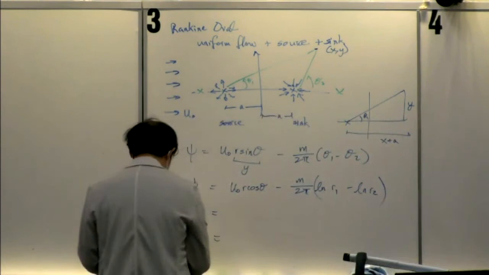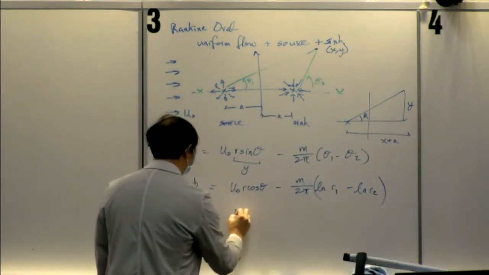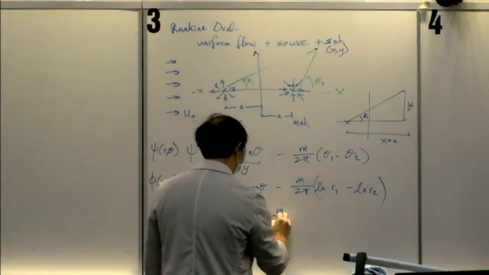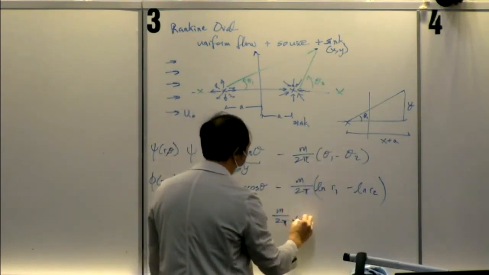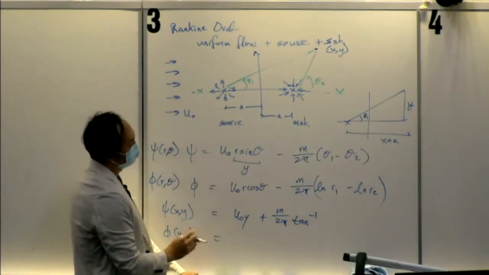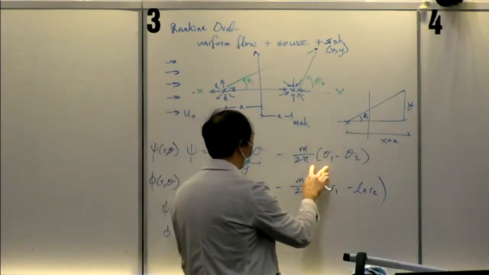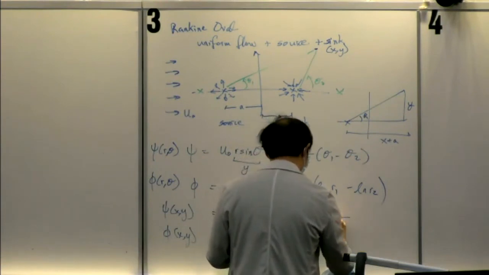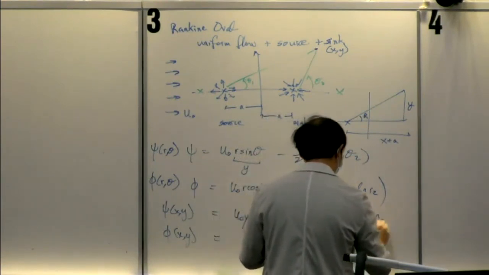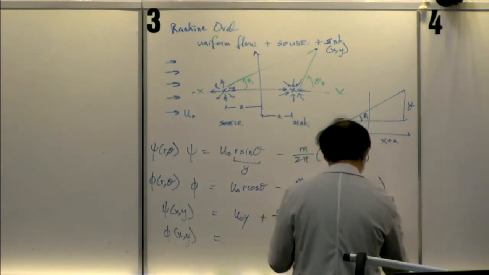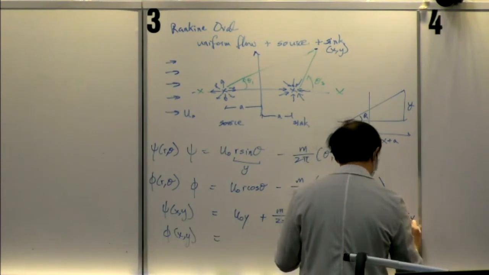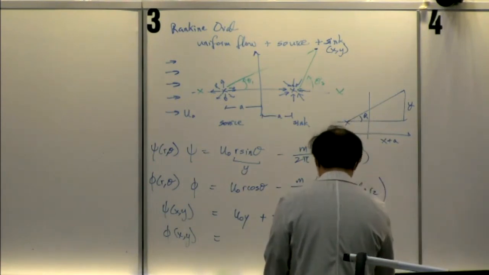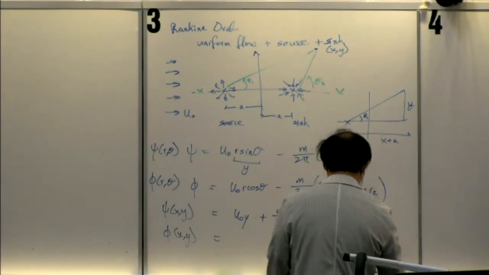All right. So psi. I already wrote the first part: u naught y plus. We basically have each of these components here. m over 2 pi is not affected by this, but to figure out that angle, you need to figure out the lengths involved. For example, for this first one it is y over x plus a, minus m over 2 pi, y over x minus a.